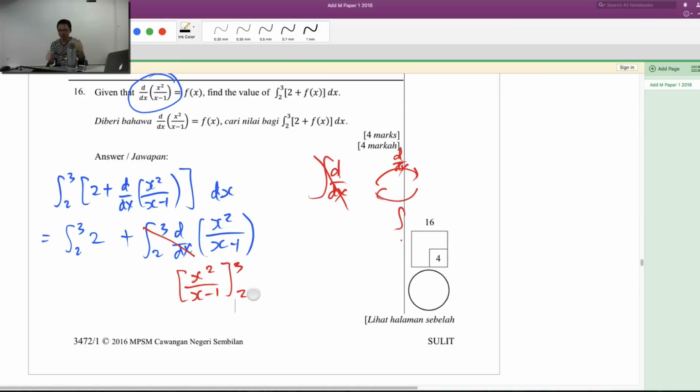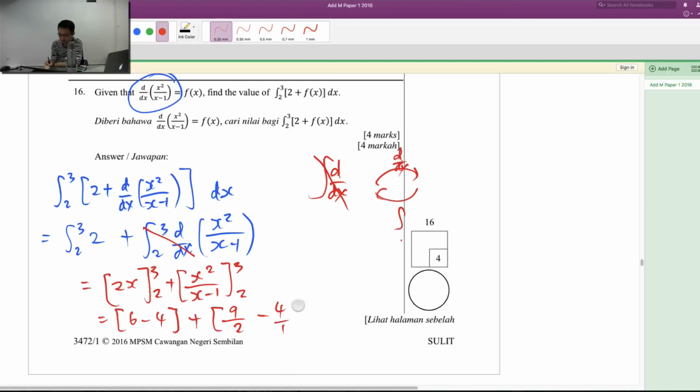It means after you simplify, it's something like you already integrate it. Then of course you still need to integrate 2, which becomes 2x. And then 3, 2. Then you just substitute 3 into here and it's minus 2. So substitute 3 into x, I get 6 minus 4. Here I got a plus here. So plus, I substitute 3 into the x here, so I get 9 over 2. Minus, I substitute 2 here, I will get 4 over 1.